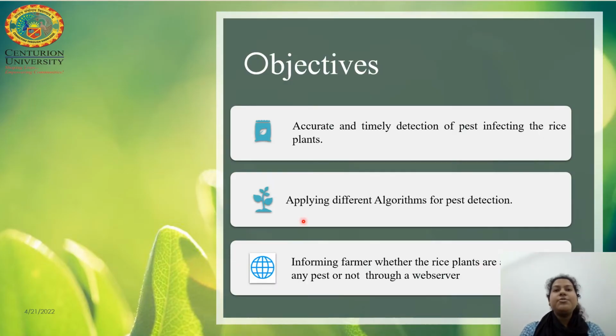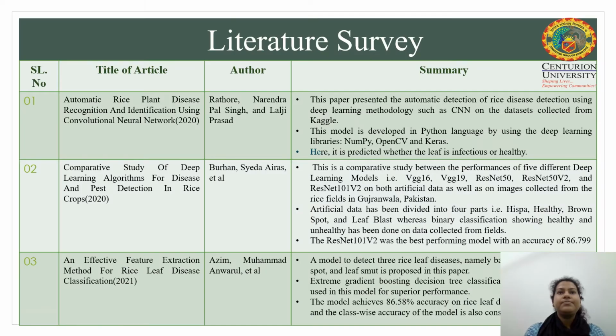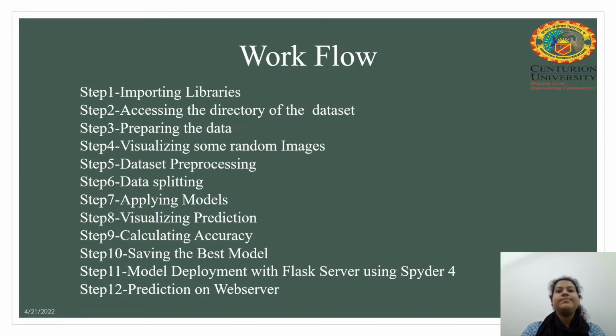The objectives of our project are accurate and timely detection of pests infecting the rice plants. We are applying different algorithms for pest detection, and the next step would be to inform the farmers whether the rice plants are affected by any pest or not through a web server. This is our literature survey. This is the workflow for our project.